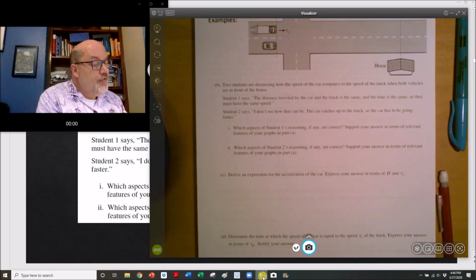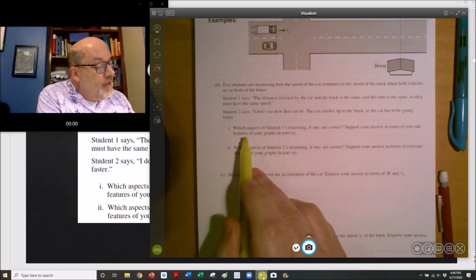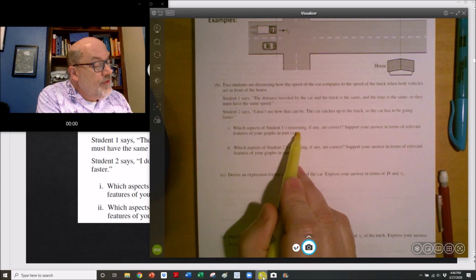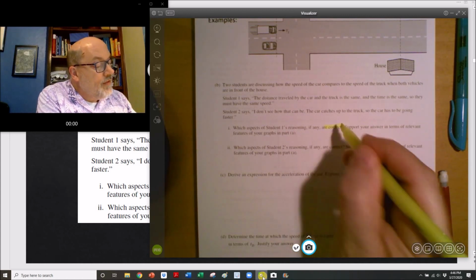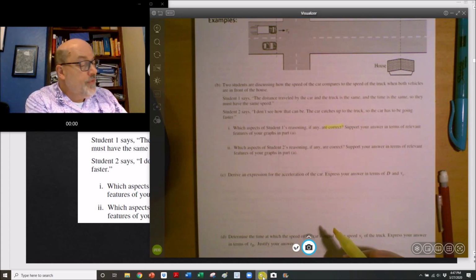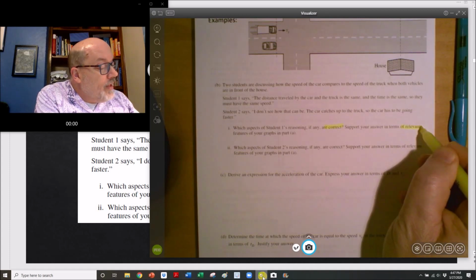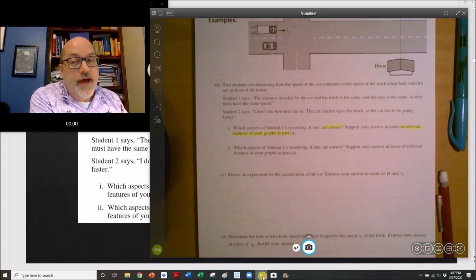So here are the two student statements up here. But it says, which aspects of students' reasoning, if any, are correct? So answer the question. We don't care what they said is wrong. We only care what's correct. And then it also says, support your answer in terms of relevant features from the graph.